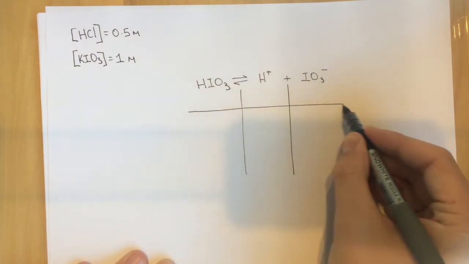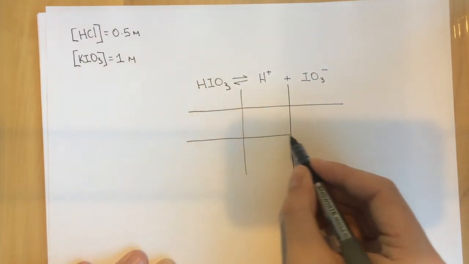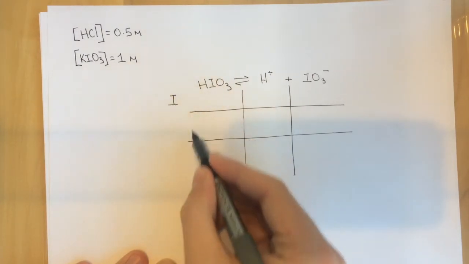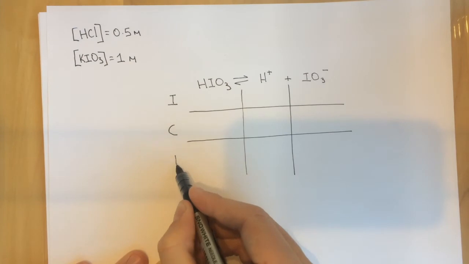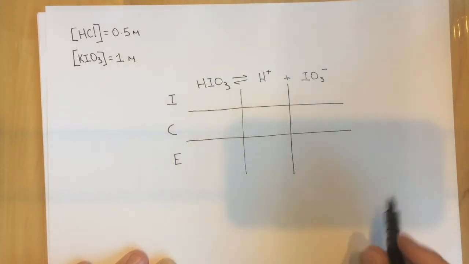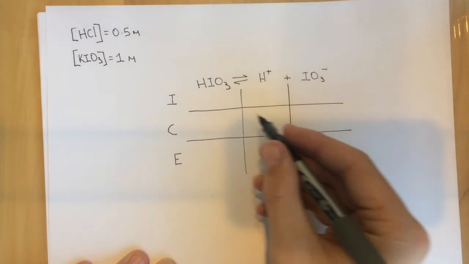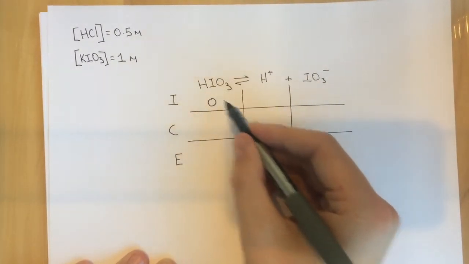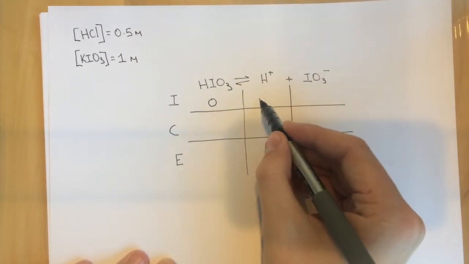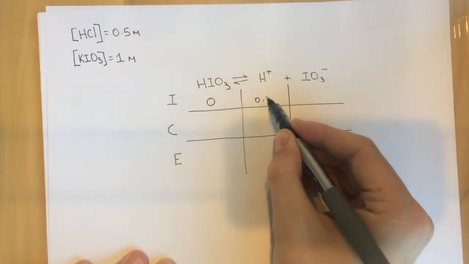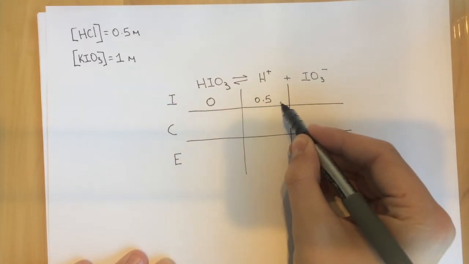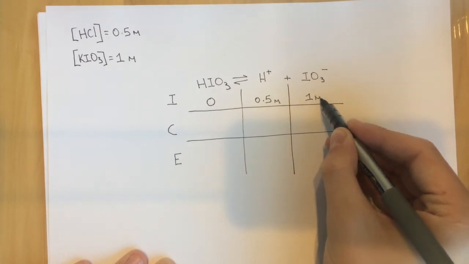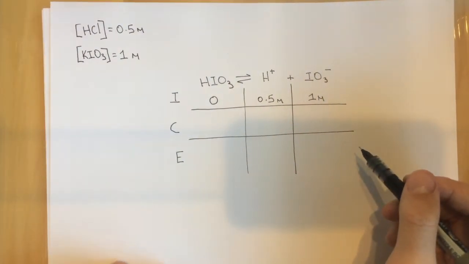So our ice table is going to be separated into 9 parts. Well, 3 by 3 parts. We have our I, our C, and our E. And we know our concentrations for I, as in initial, for HIO3 is 0 since it has not been produced yet. Our H plus, which is equal to HCl, is 0.5, and our IO3 minus, which is equal to KIO3, is 1.